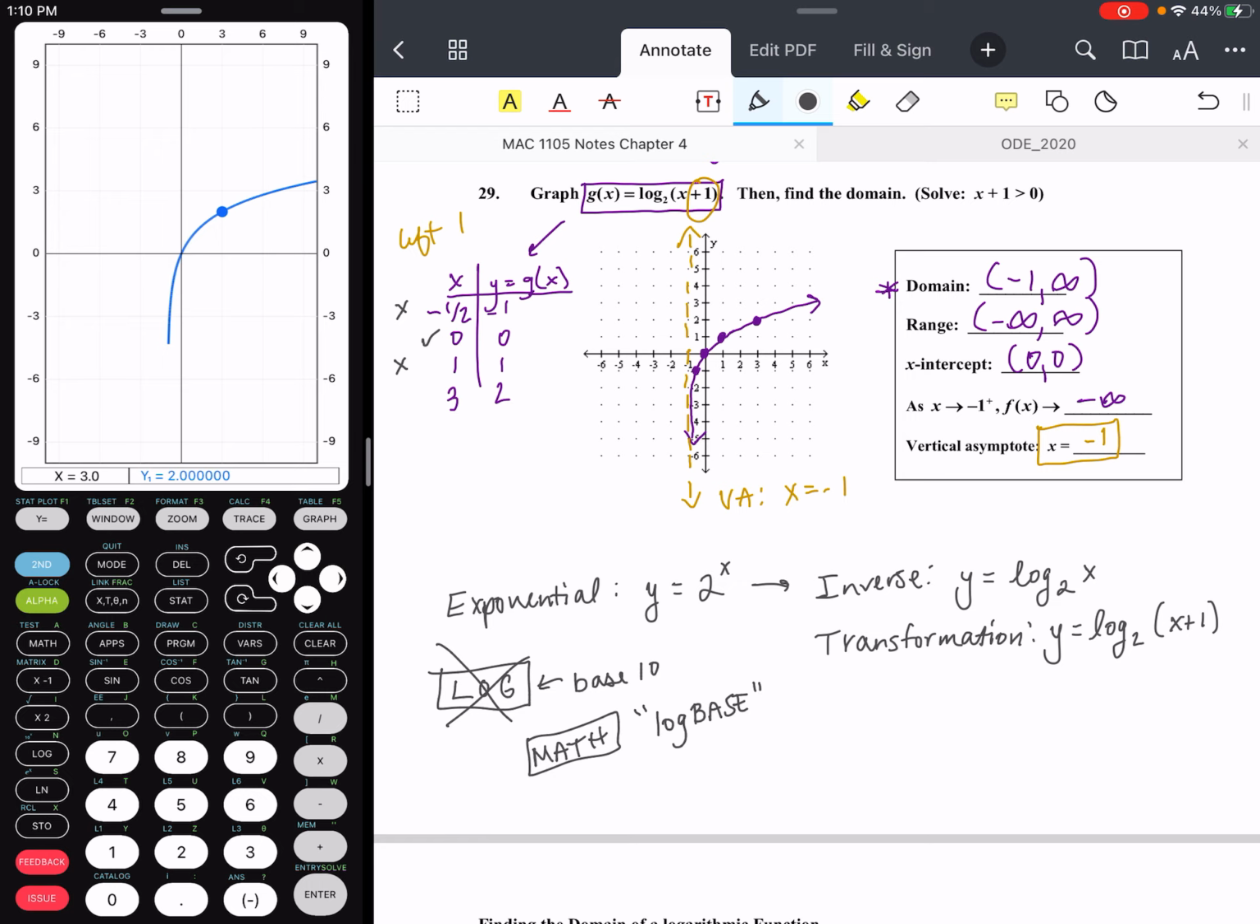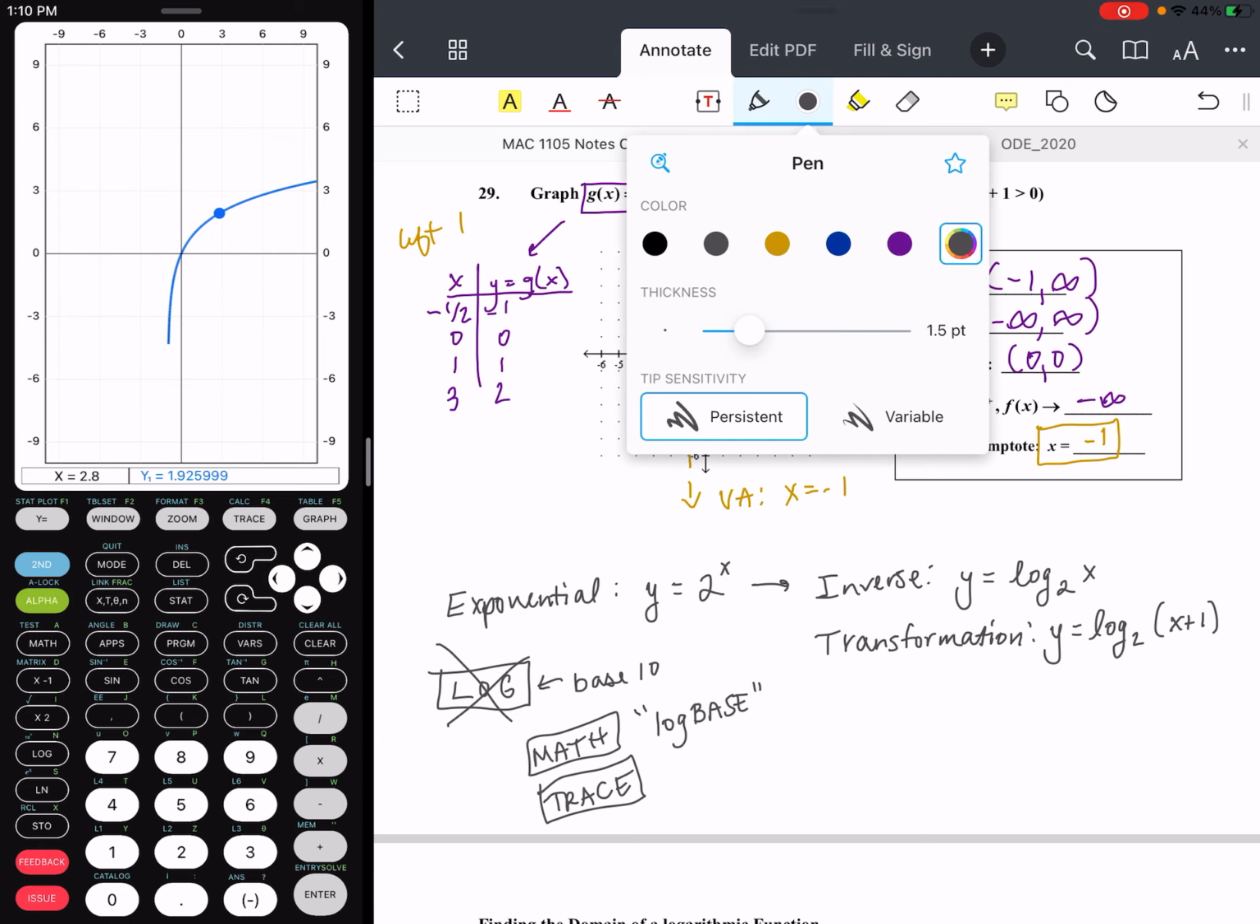All right, I'll hit the trace key again. Trace, remember that's how we can type in x values to spit out y values. So let's test this table again. Let's see if these guys work. I'll erase these x's and check marks.